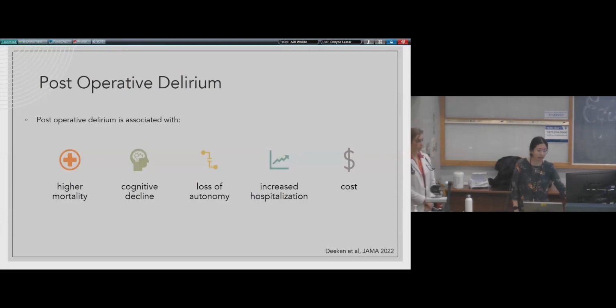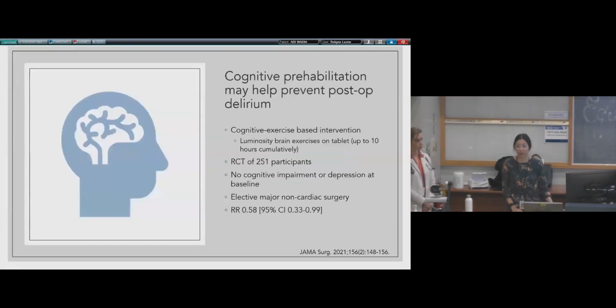So postoperative delirium is something that we can screen for by looking at pre-existing cognitive impairment. And we can also apply the lens of prehabilitation to this domain as well. So this was a study that looked at the Luminosity computer program in stimulating cognition prior to surgery. And it was a randomized control trial looking at a small population size of about 250 patients who didn't have cognitive impairment or depression at baseline, who were going for major non-cardiac surgery.